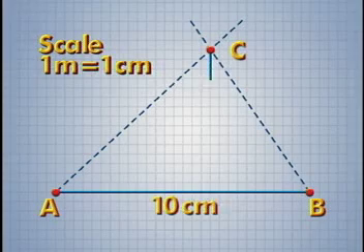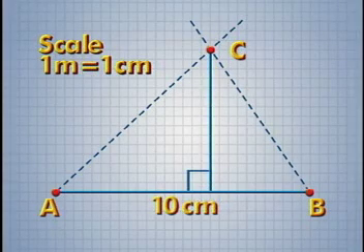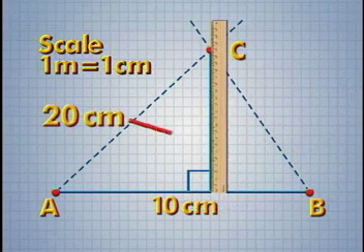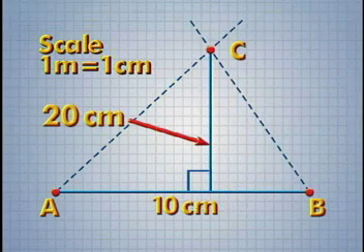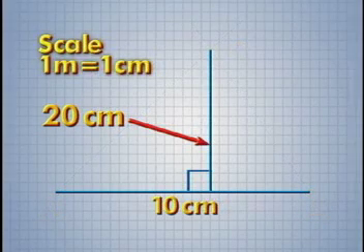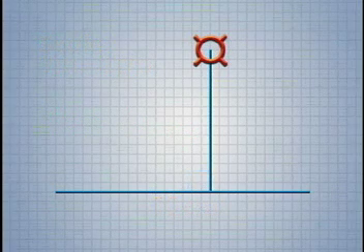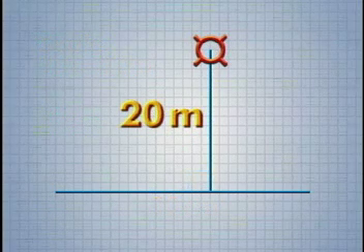Now we draw a line perpendicular from point C to the baseline. Using our metric ruler, we can measure the distance of this perpendicular line. Finally, using the scale 1 meter equals 1 centimeter, we can approximate the distance the actual object was from the baseline. For our case, the object is approximately 20 meters away.